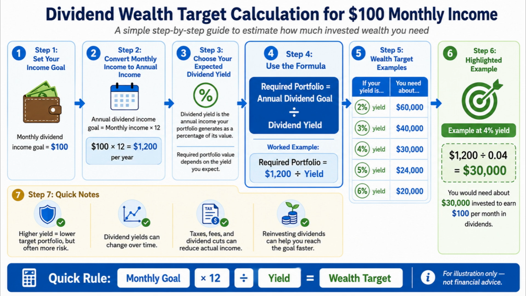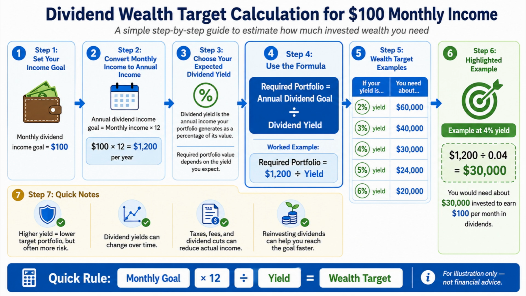As we can see, a higher dividend yield reduces the amount of money needed to reach the same monthly income goal. But at the same time, higher yields can sometimes come with higher risk. So, it is important to look at the quality and stability of the investment, not just the yield number.